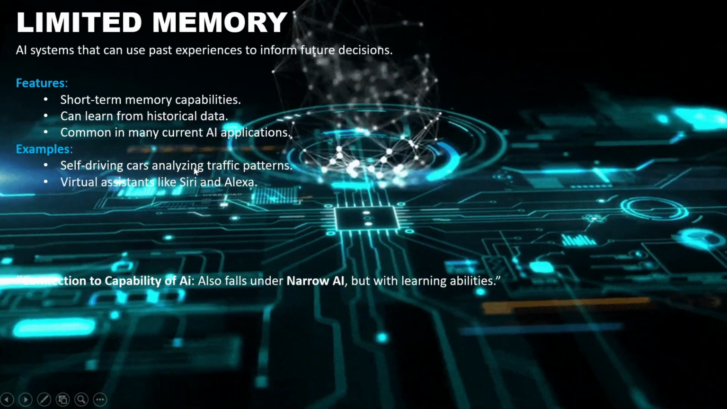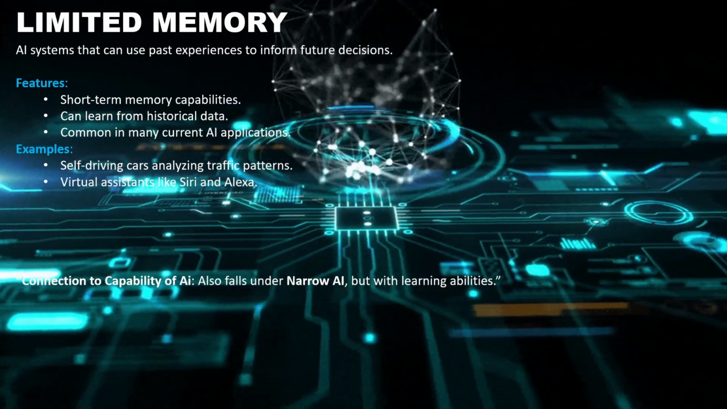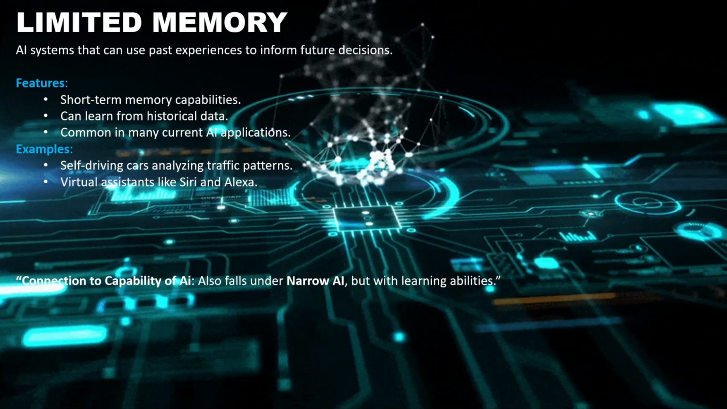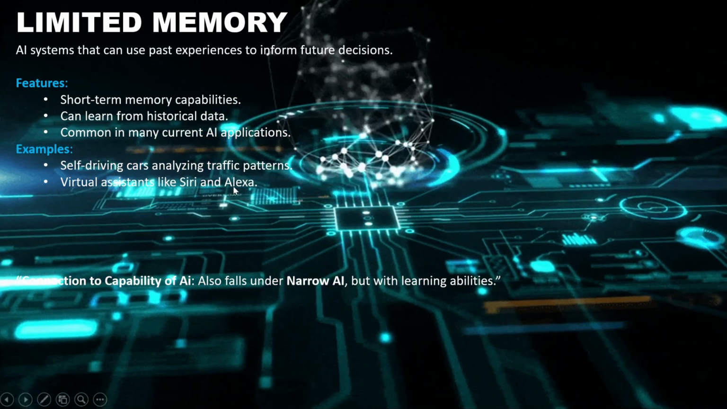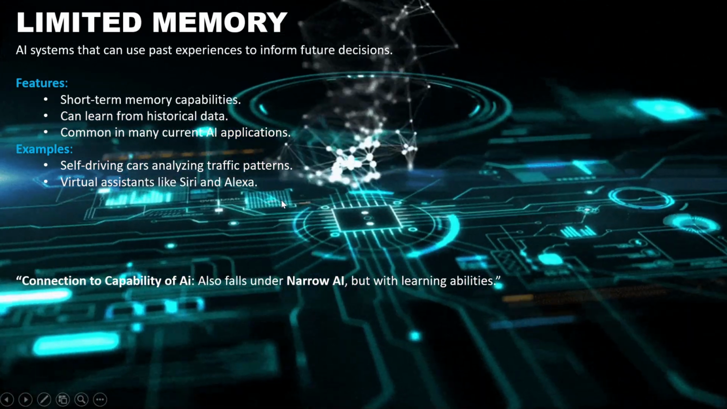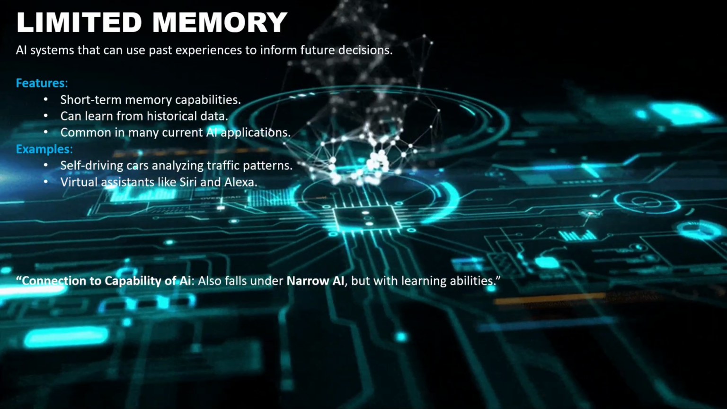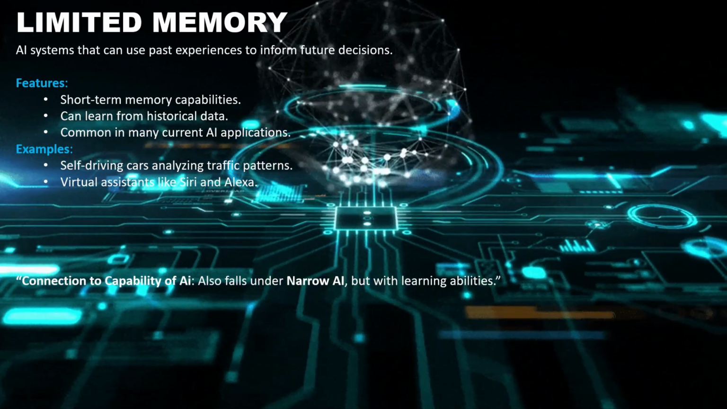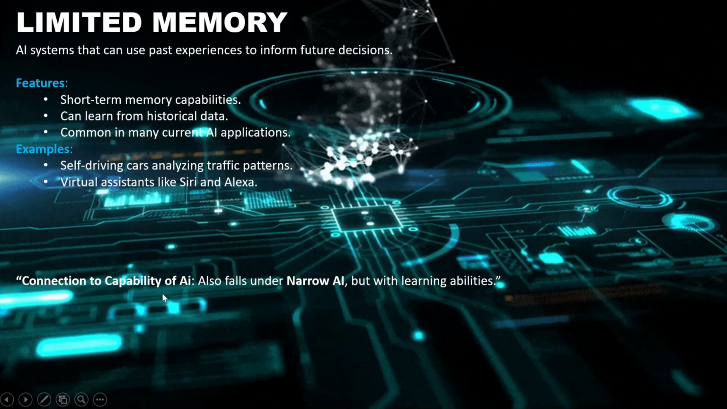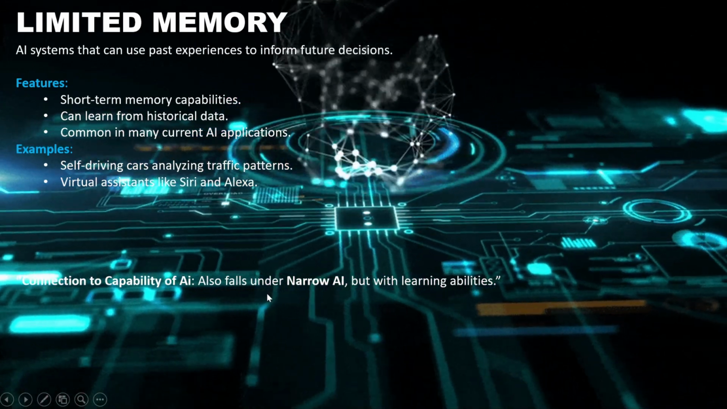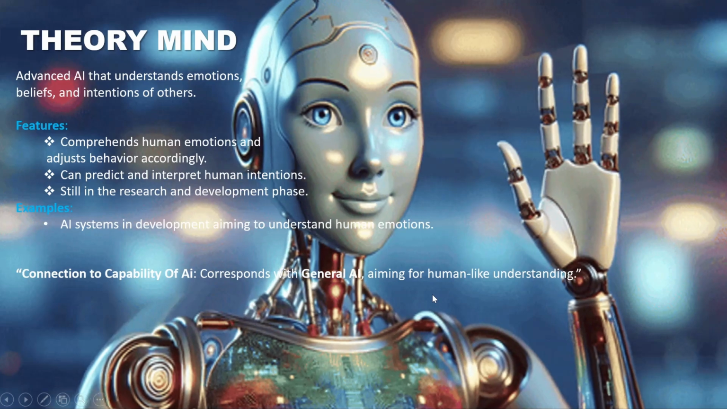Another example is self-driving cars analyzing traffic at a certain time, in the present, in the current situation. A virtual assistant like Siri is similar. When you ask Siri to play a song, after that Siri plays the next song. It's the current situation in limited memory. This capability of AI also falls under narrow AI, but with learning capabilities, like limited memory.